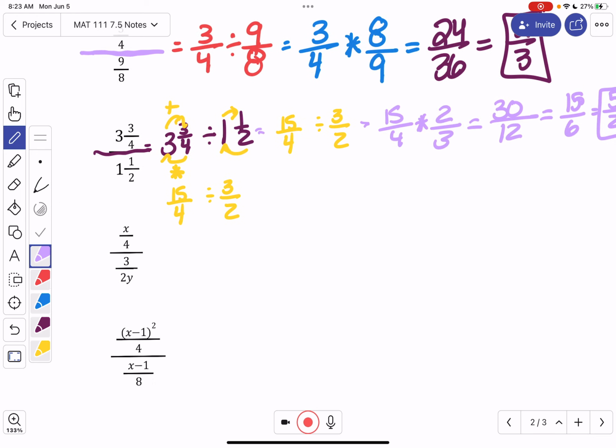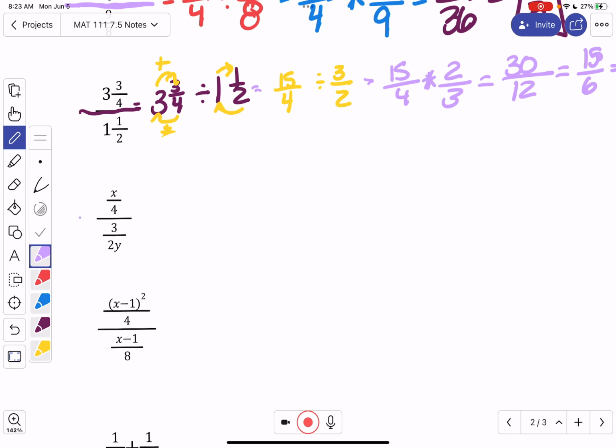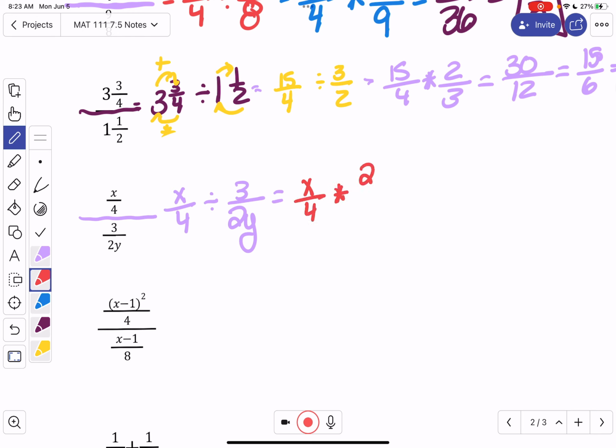Whatever works for you. The same thing happens when you have variables. So you take the first, divide by the second. To do that, we keep the first, multiply, flip, and then multiply across. So this would be 2xy over 12. 2 and 12 are both divisible by 2, so we would get xy over 6.